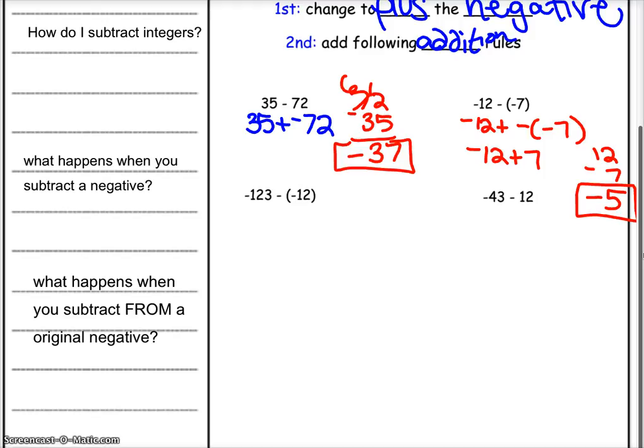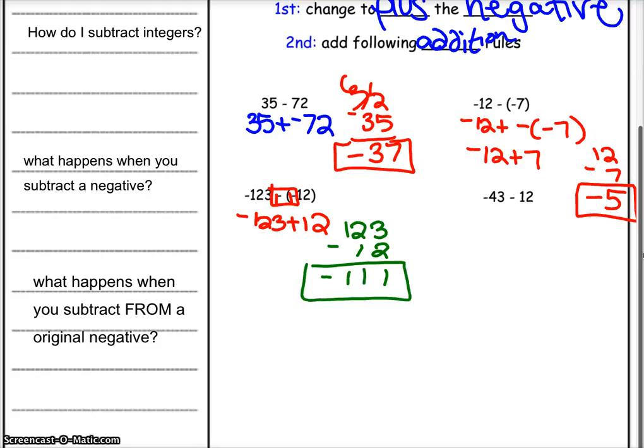Again, I see the two minuses on this next example. So right away I know it's going to be plus plus. So I just rewrite it. Rewrite it pretty, please. Negative 123 plus 12. And when I say pretty, that means make one sign. Get rid of the two signs. They're different signs, so I take their difference. And I have way more negatives, so it's going to be negative.